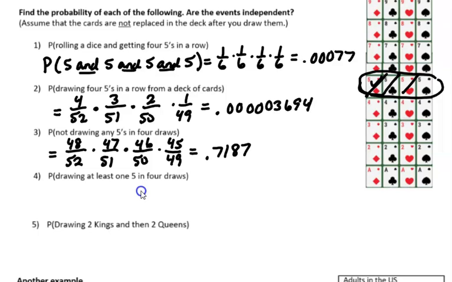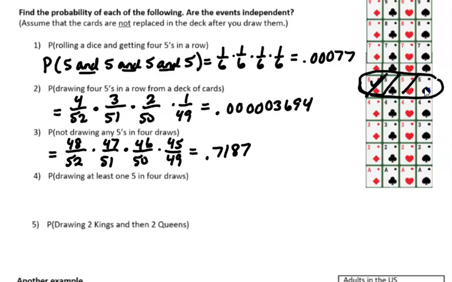So if I'm drawing 1 out of 4, I could draw 3 cards that aren't 5s and draw the 5 last. Or I could draw the 5 first. Or I could draw the 5 on the second card or on the third card. There's 4 different ways I could draw 1 five. 2 out of 4 gets more complicated. I could draw the first 2 as 5s, the first and the third, the first and the fourth, the second and the third, the second and the fourth, or the third and the fourth. There's 6 different ways to draw 2 fives in 4 draws.